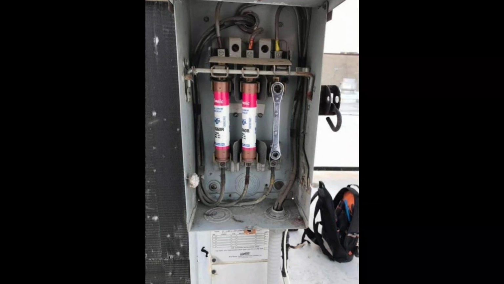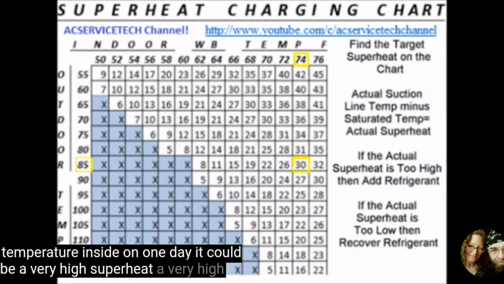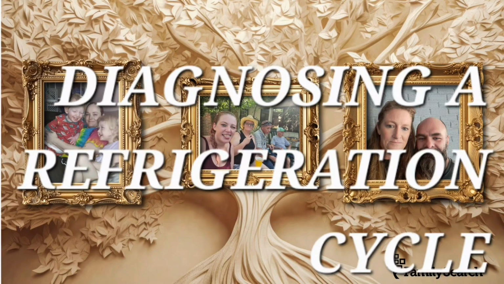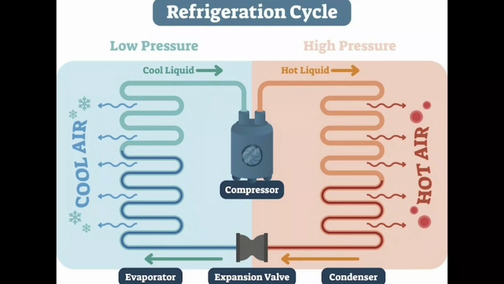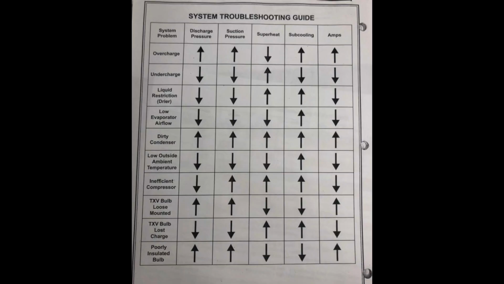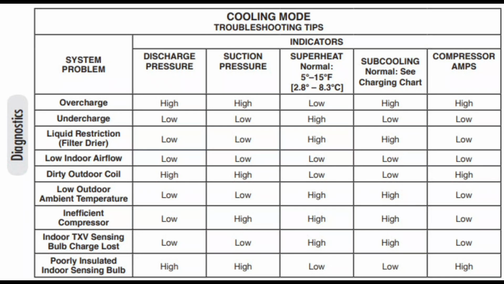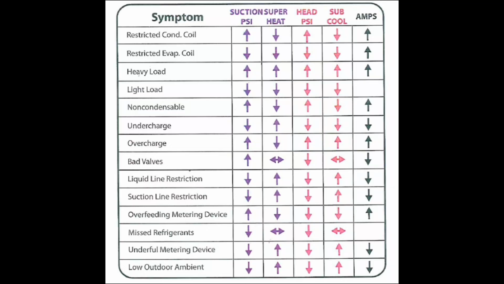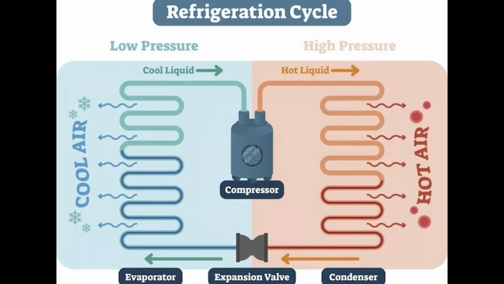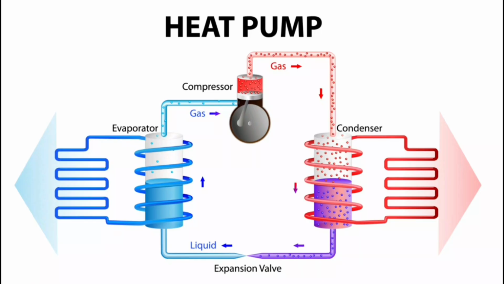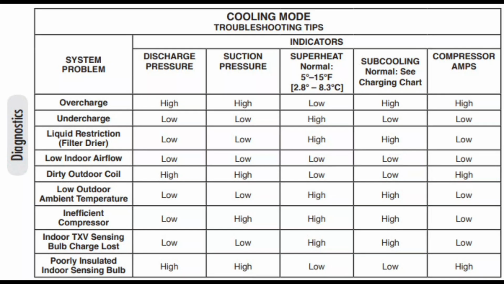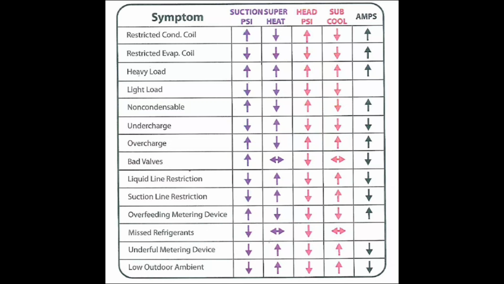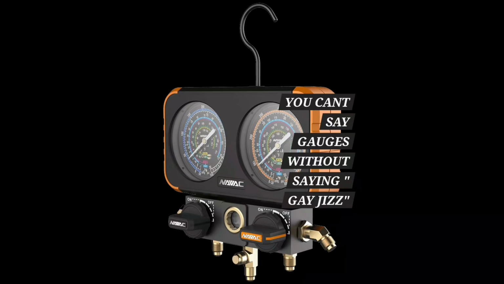Perfect analogy. And subcooling is similar, but we're looking at the liquid refrigerant as it leaves the condenser. So it's measuring how much colder that liquid is than it should be at a given pressure. Just like with the pressure readings, we can use these superheat and subcooling numbers to diagnose problems. For example, if you see low suction pressure and low superheat, that's a classic sign of an undercharge, meaning there's not enough refrigerant in the system. And on the flip side, an overcharged system would show high pressures, low superheat, and high subcooling.